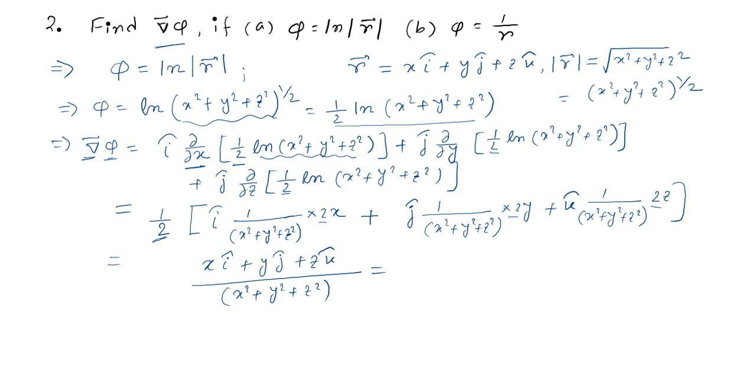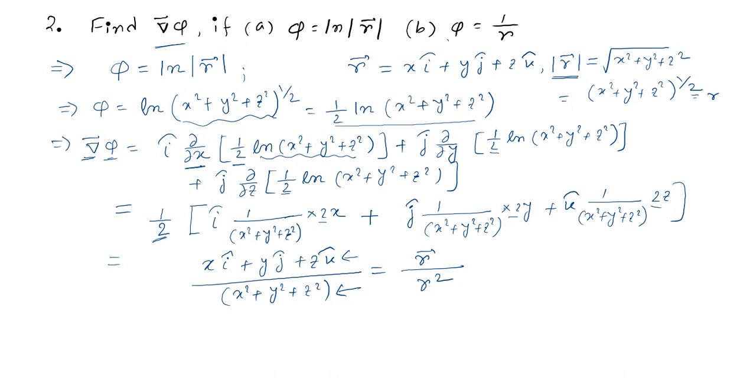So what is the above term? It is nothing but the r vector. And what is the denominator? The denominator is nothing but r square, right? Because the magnitude of r is r, so this is r square. So we have found that the gradient of phi is r vector by r square.